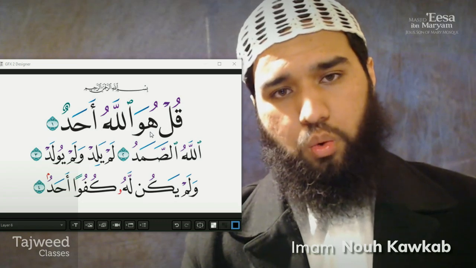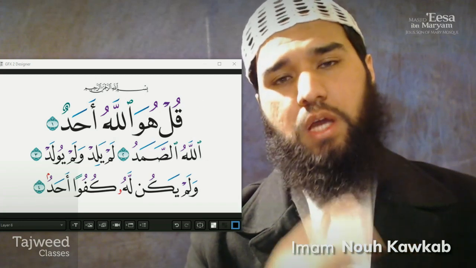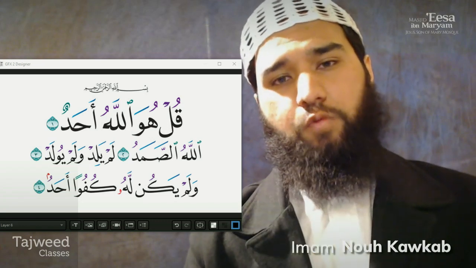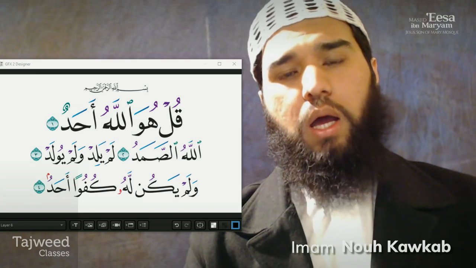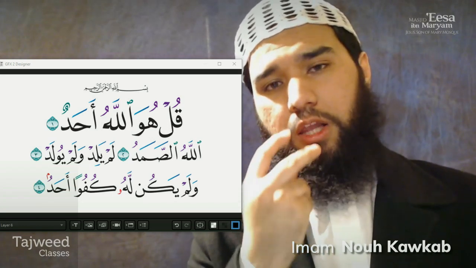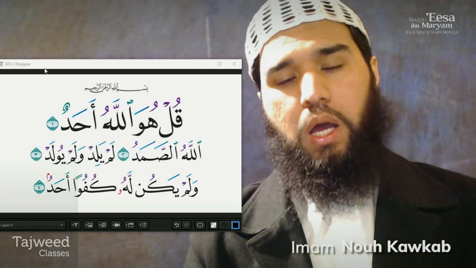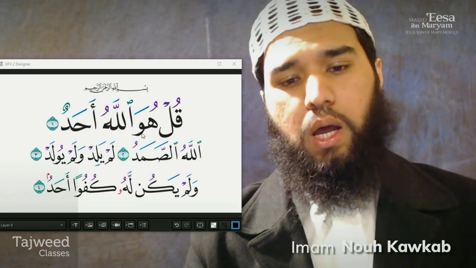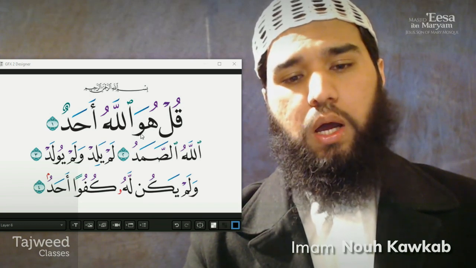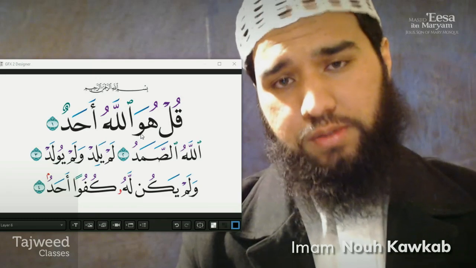Qul hu, the ha mentioned here is the ha that is pronounced from the bottom of the throat. Then comes the letter waw. Waw is pronounced using the lips. So I say hu from the bottom of the throat, and then comes the turn of waw. I say wa, wa. I start the pronunciation of waw while my lips are round, and then I open it. Wa, wa. قل هو. The other is wrong. Qul huwa.